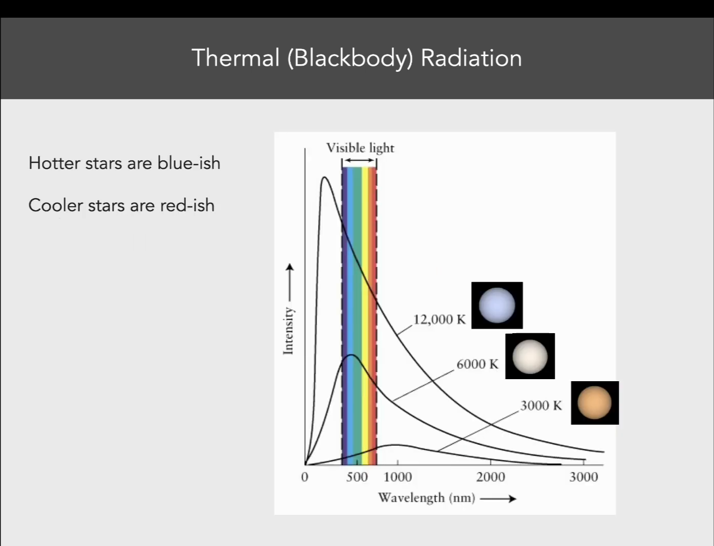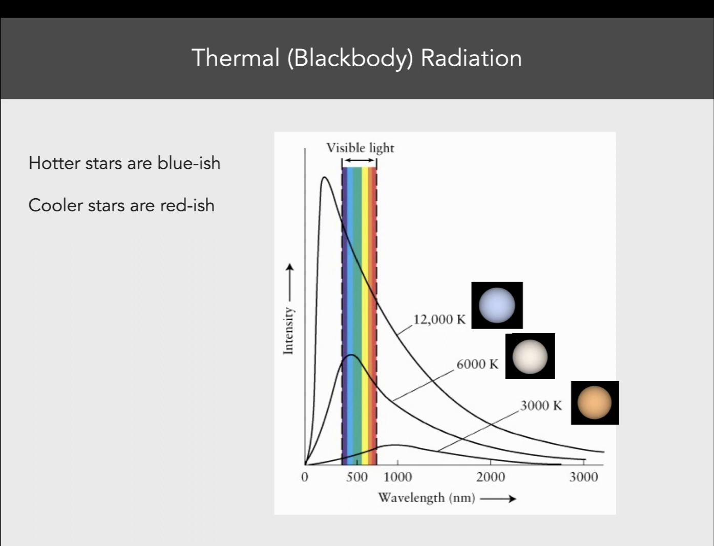So here's an illustration from a textbook that is kind of nice. It superimposes the visible part of the spectrum, and it compares three different temperature stars. So there's a 3,000 Kelvin star, which is a fairly cool star, a 6,000 Kelvin star, which is similar to our sun, and a 12,000 Kelvin star, which is hotter than our sun.